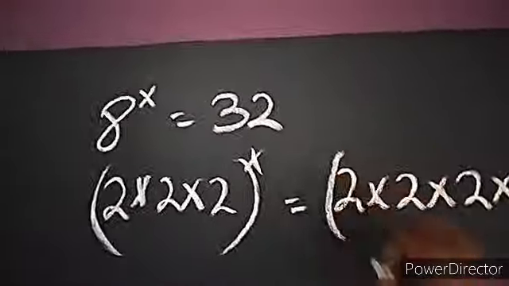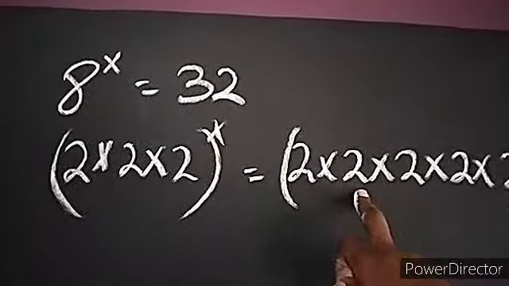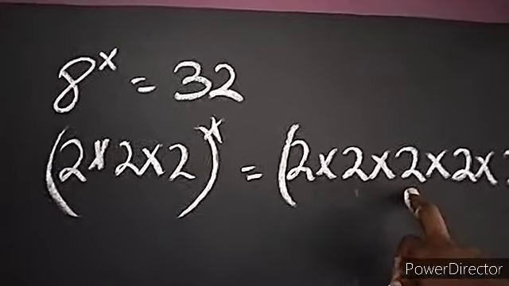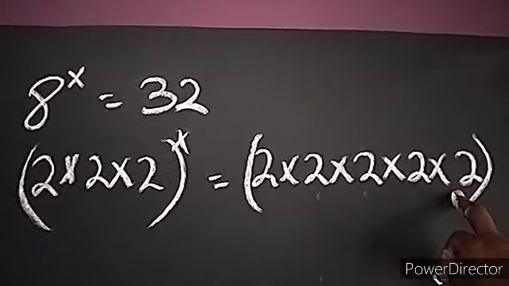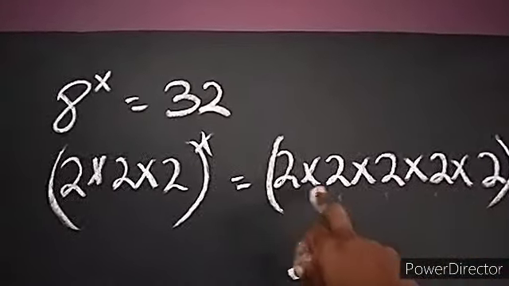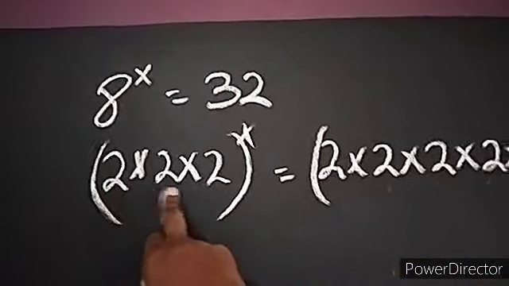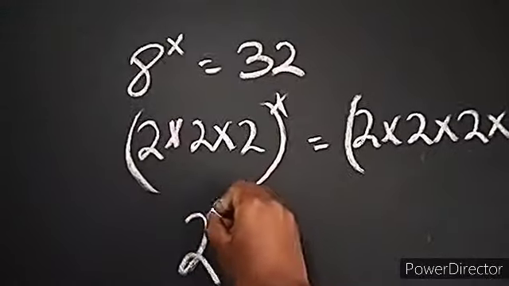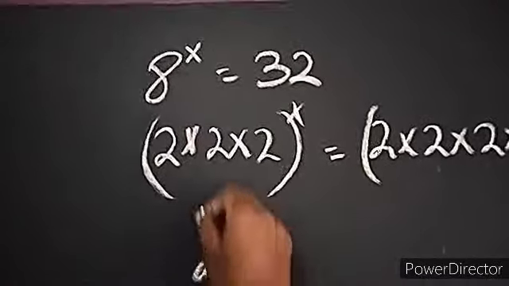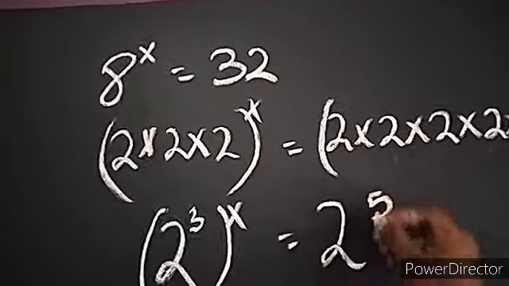Can we quickly check that? 2 times 2 is 4. 4 times 2 is 8. 8 times 2 is 16. And 16 times 2 is 32. So how many 2s do we have here? 1, 2, 3, 4, 5. How many do we have here? 1, 2, 3. So we have 2 raised to power 3, raised to power x, and we have 2 raised to power 5.